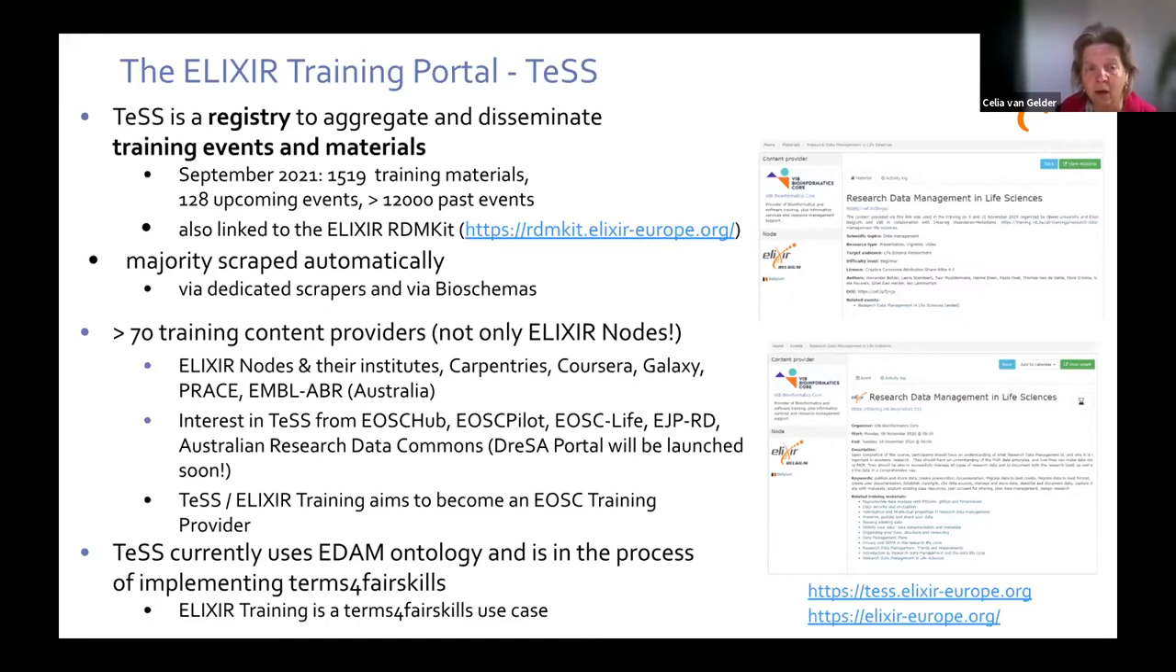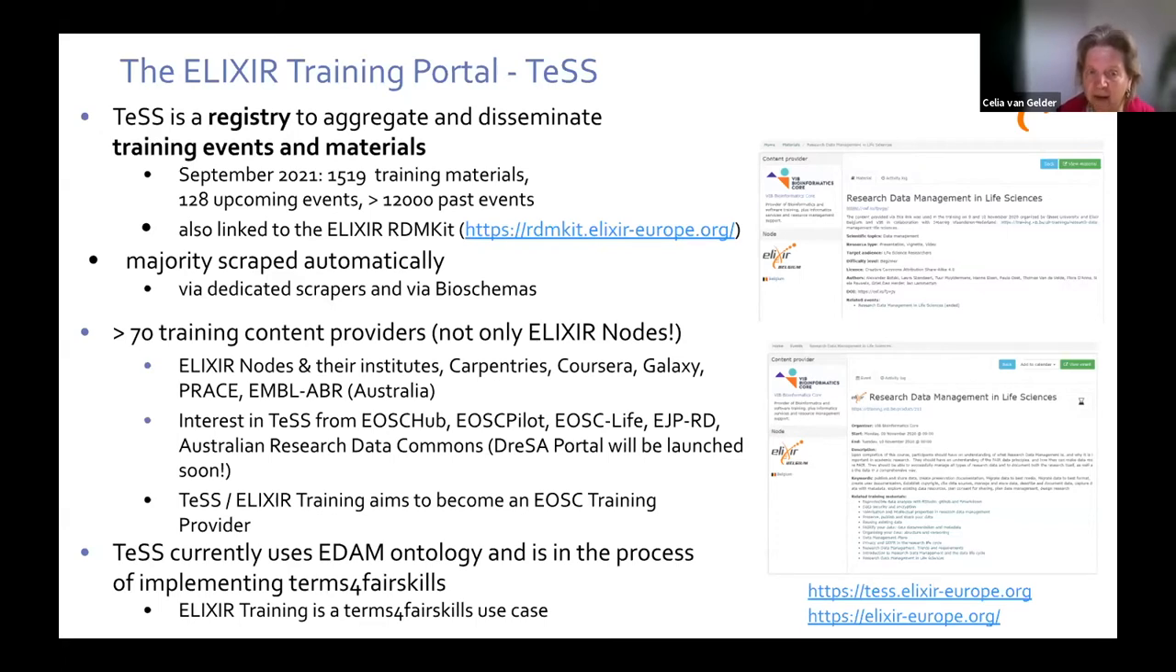Also interesting and new, I think, in 2021, we have now linked TeSS resources to the Elixir RDM kit, which is a resource that is being developed also in the Converge project. And I think for us, we came from the other direction. We are from the life science domain, but now we also have materials for data management. And now we have the problem, of course, that we have to annotate them too. So more later about that in the challenges section.